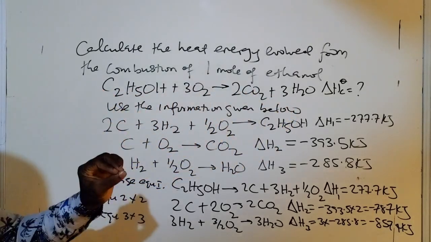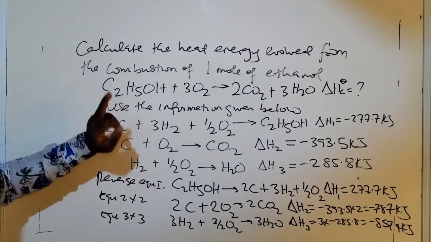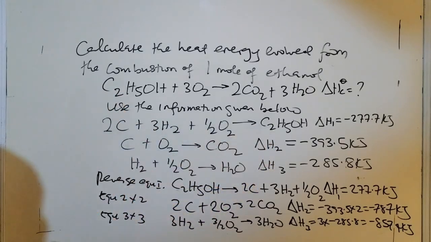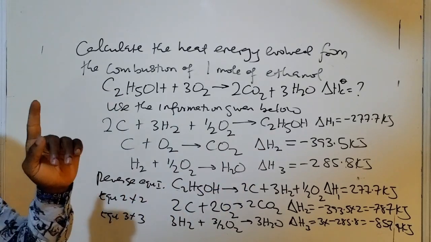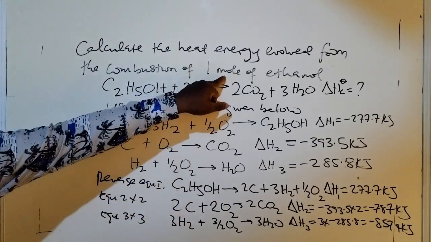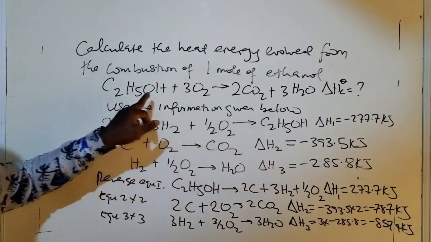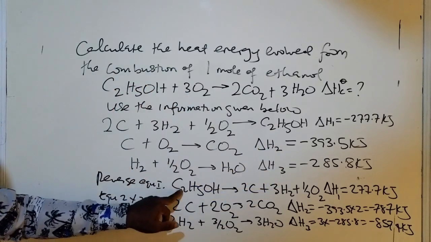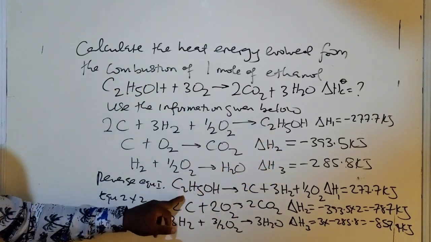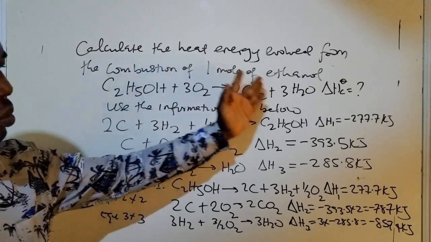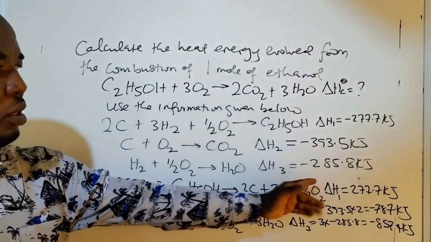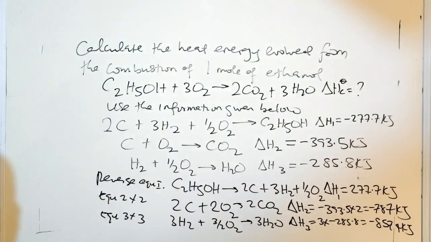Check whether they're on the same side. Ethanol is here and ethanol is there. Ethanol is the main substance for which you want to find the heat of combustion. It appeared on the product side here, and it's on the right hand side. You have to reverse the equation. You turn it so the product comes this side, and the reactant moves to the product side, so it will look like the main equation.